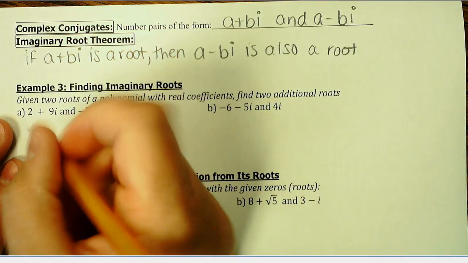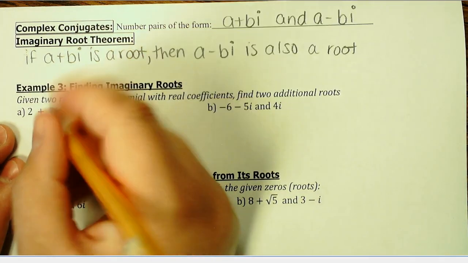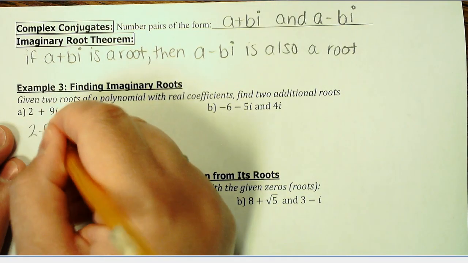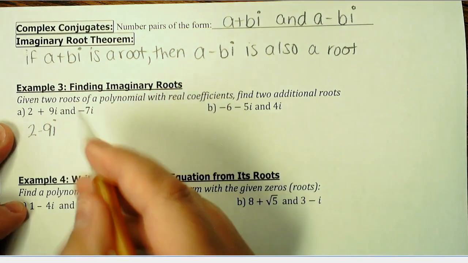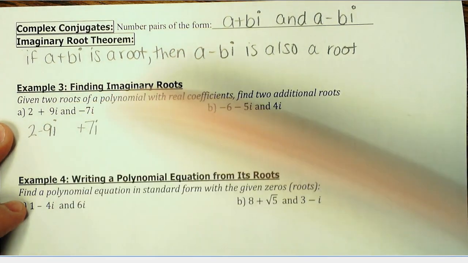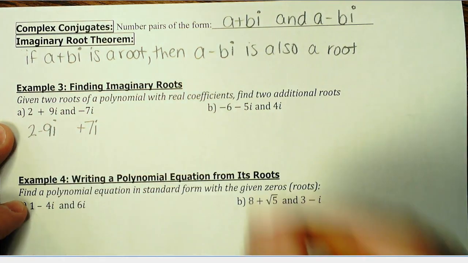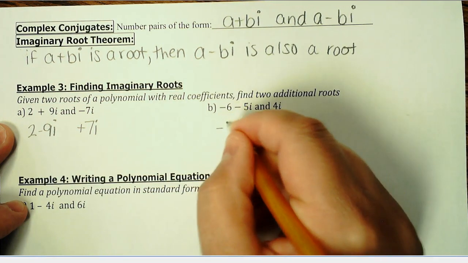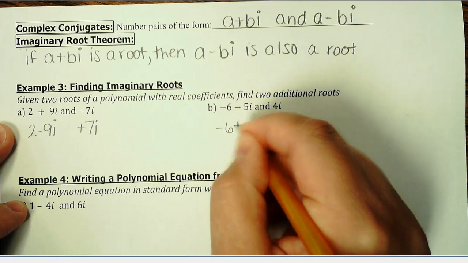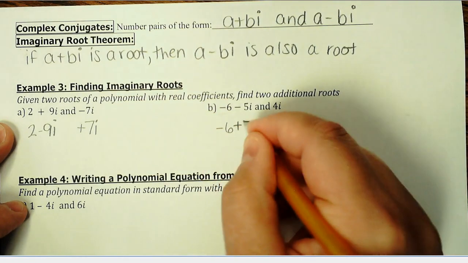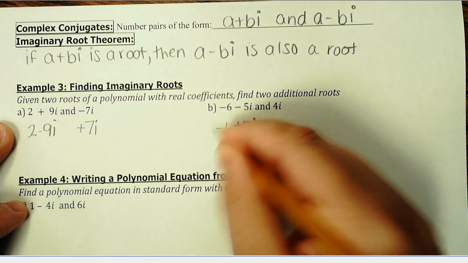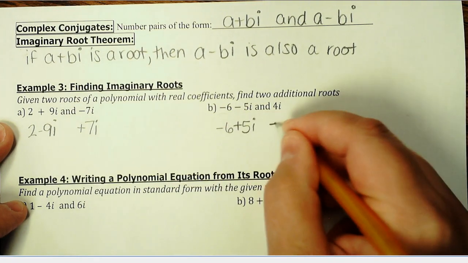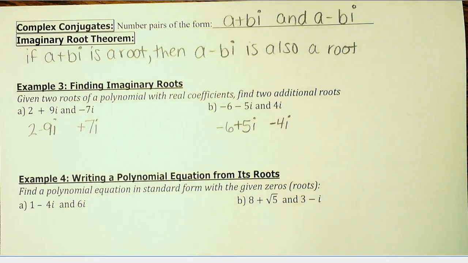So just a couple examples. If I have 2 plus 9i, then automatically 2 minus 9i. If I have negative 7i, I automatically also have positive 7i. Again, the number in front, if it ends up being negative, that doesn't change. The conjugate just changes the symbol in the middle. So negative 6 minus 5i, negative 6 plus 5i. Positive 4i's conjugate would be negative 4i. So those are additional roots if we're given those.